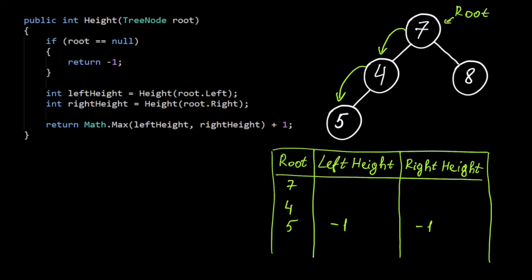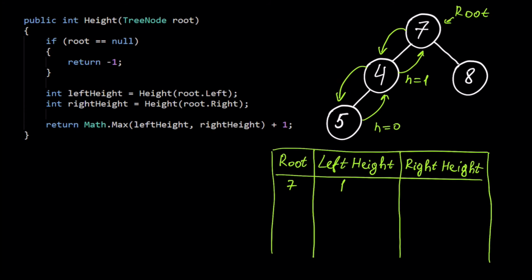Okay, now we are ready to calculate the height for node 5. The height for node 5 equals 0 because the maximum between left height and right height is -1 and plus 1 will be 0. Node 5 returns 0 to its calling function. Node 4 got 0 on the left side. We continue processing node 4 and call the height function for the right child of node 4. The right child is null and the function returns -1. Node 4 gets -1 from the right side. The height for node 4 equals 1 because the maximum between left height and right height is 0 and plus 1 is 1. Node 4 returns 1 to node 7.